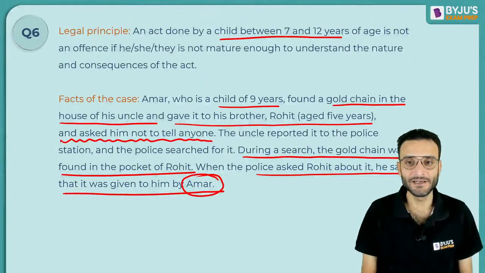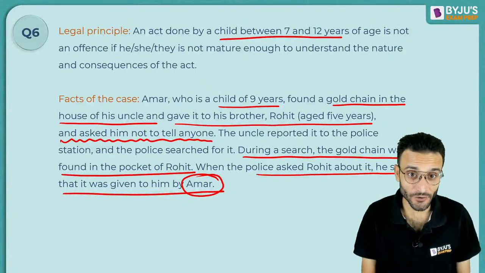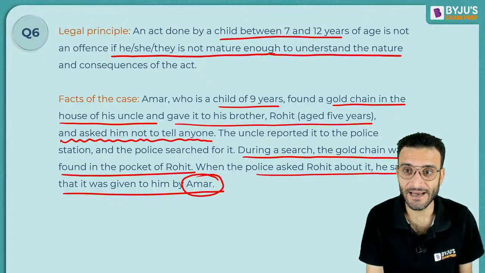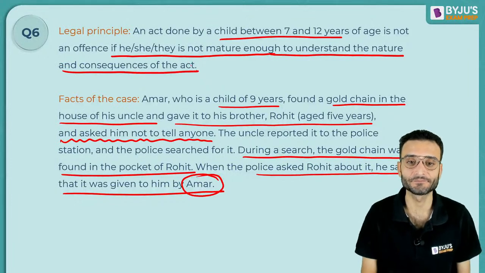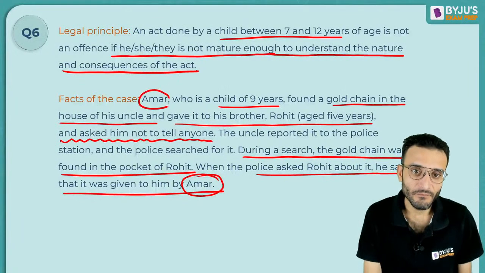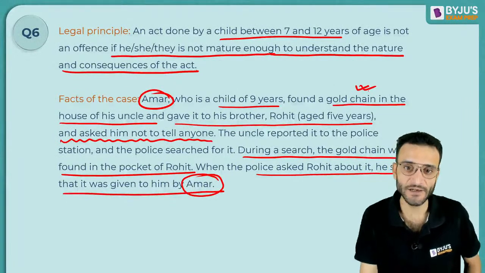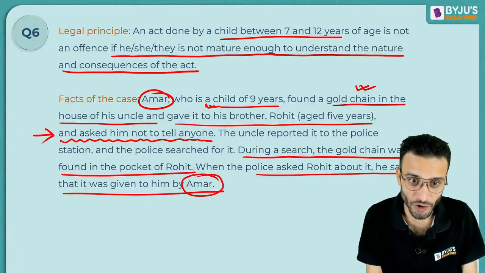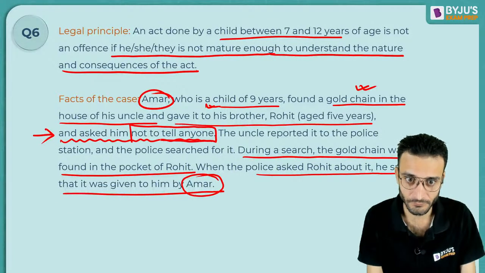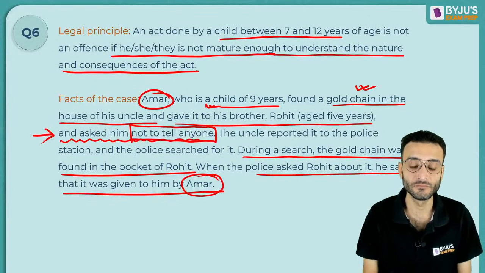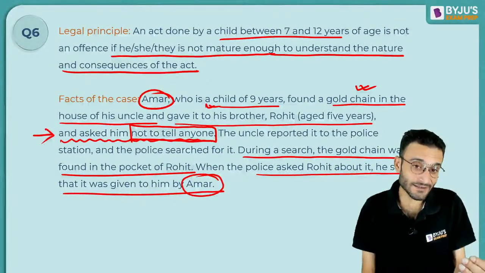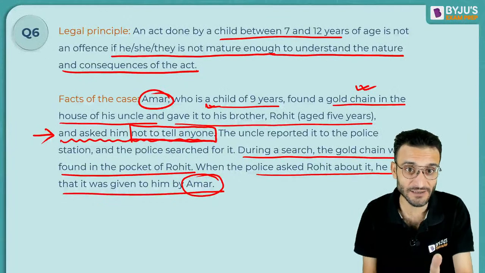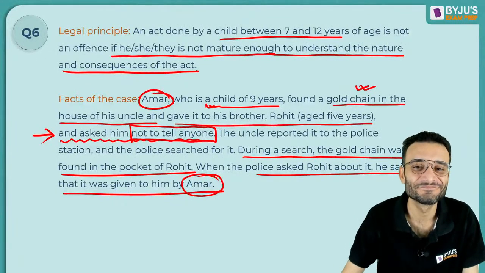An act done by a child between 7 and 12 years of age is not an offense if she is not mature enough to understand the nature and consequence of the action. Now, Amar is 9 years. He finds a gold chain, gives this to his brother, and very importantly, he says to his brother not to tell anyone. Now, the fact that Amar is telling his brother not to tell anyone means he has the maturity of understanding that what he has done is wrong. Right?